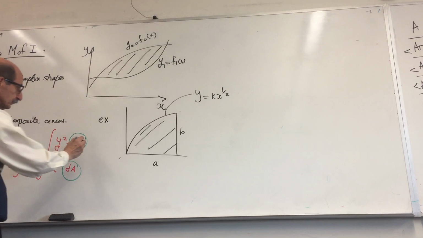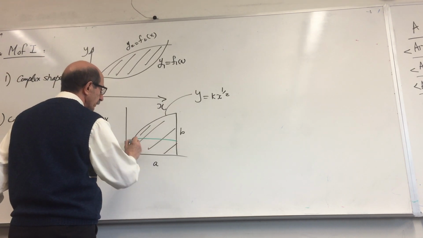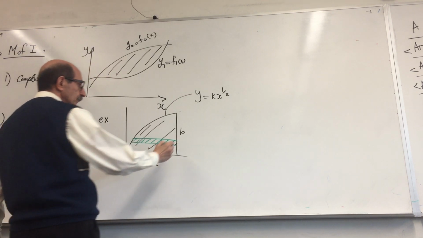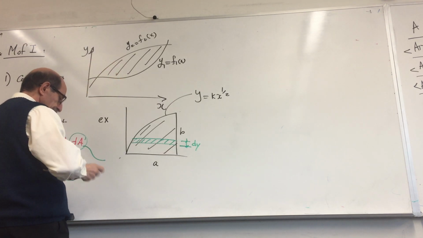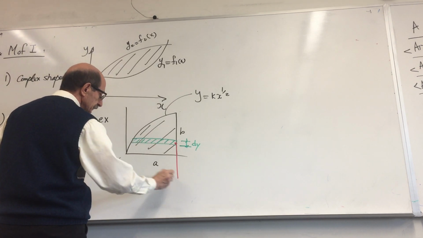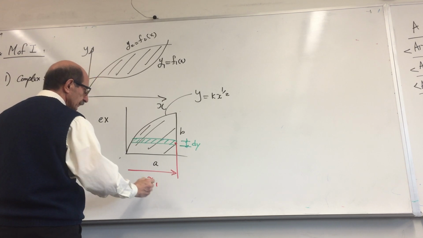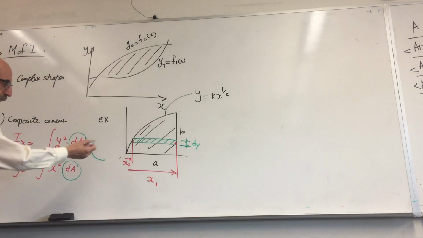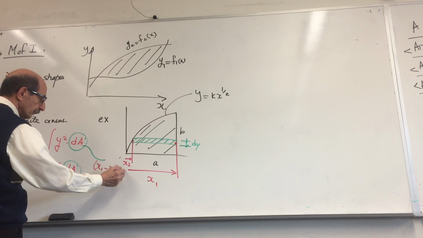For I sub x, you use a dA which is parallel to the x-axis. So this would be dy, and the width would be what? In this case, this is constant, so let's say I call this x1 minus x2. So in this case, you have just x1 minus x2 times dy.